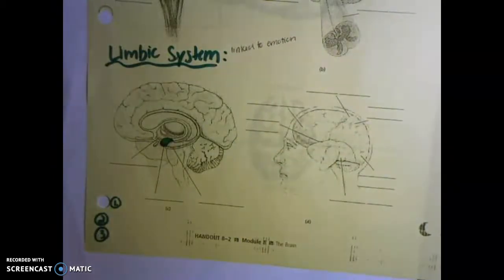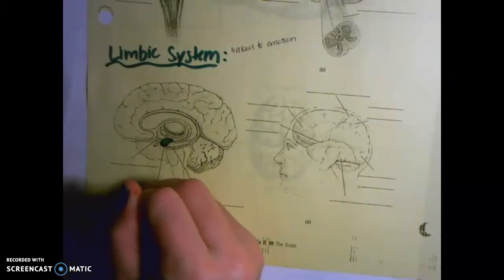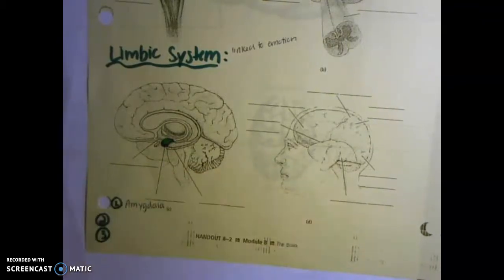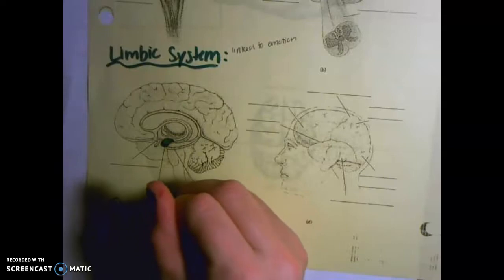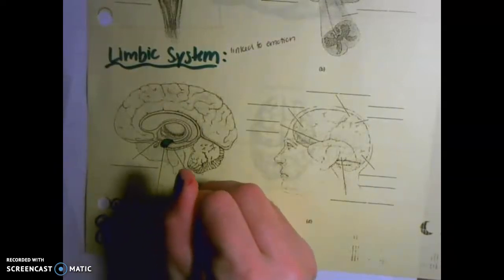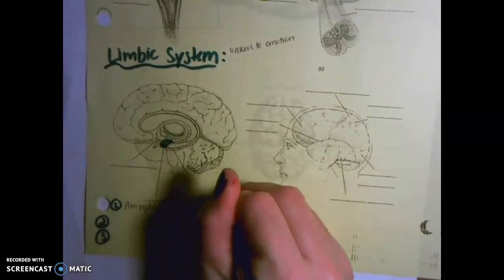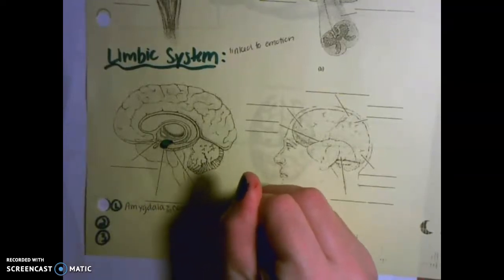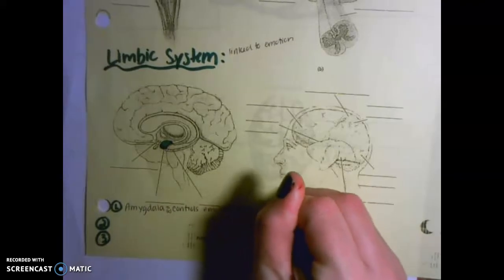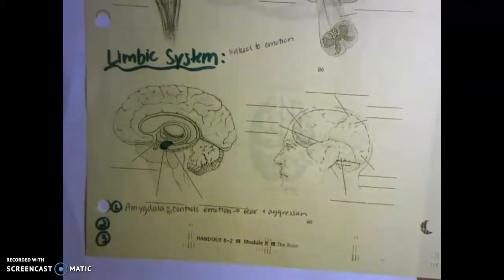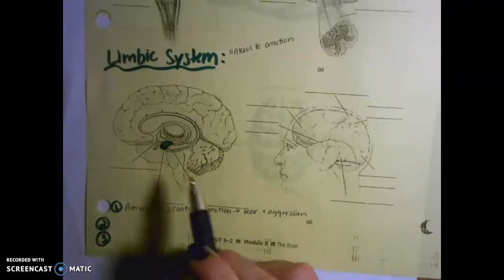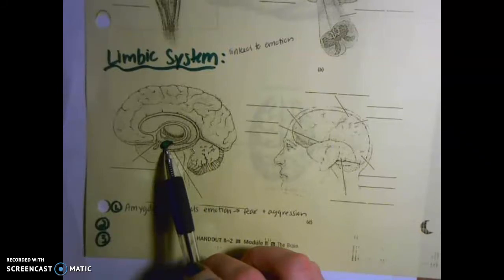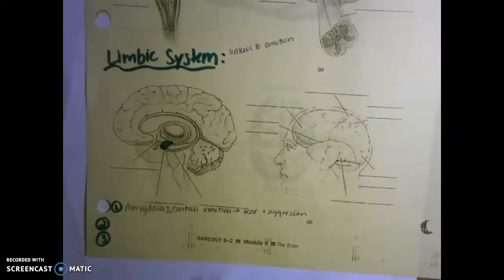What I just labeled there is the amygdala. It has an interesting spelling, right? The amygdala helps control emotion, specifically fear and aggression. As your book points out, there are two amygdalas, and they're basically at the end of the hippocampus. I'll show you what the hippocampus is in a second. But this right here is the amygdala. There's two of them. They're about the size of a lima bean.